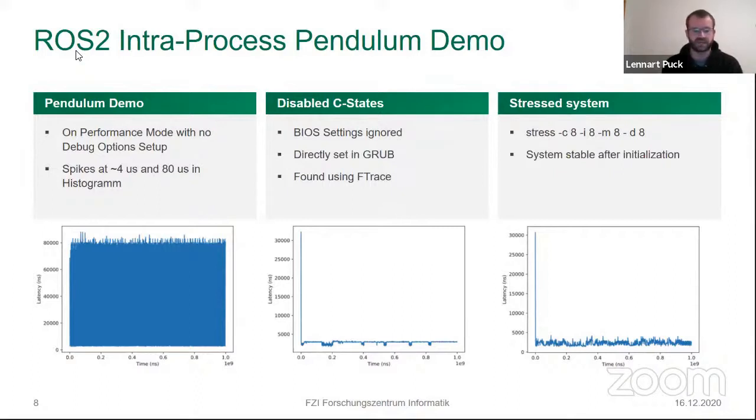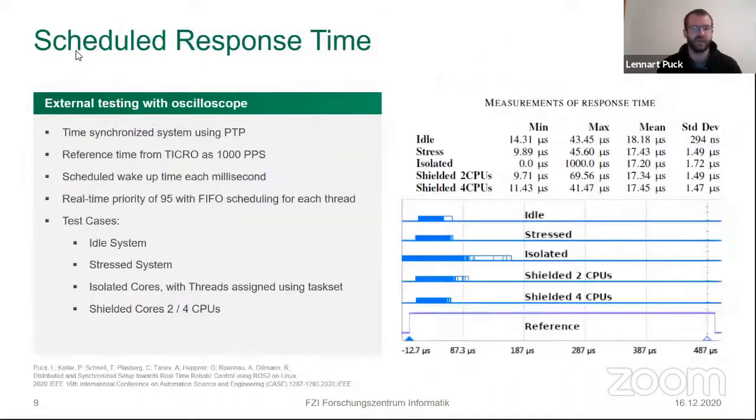Furthermore, all of that is still stable once we employ stress on the system. So we have memory, core, and inputs all stressed, and you can see there are more spikes, but they still have a low latency. So this is basically the system and kernel setup we want to have. Then let's dig deeper into the testing we did.